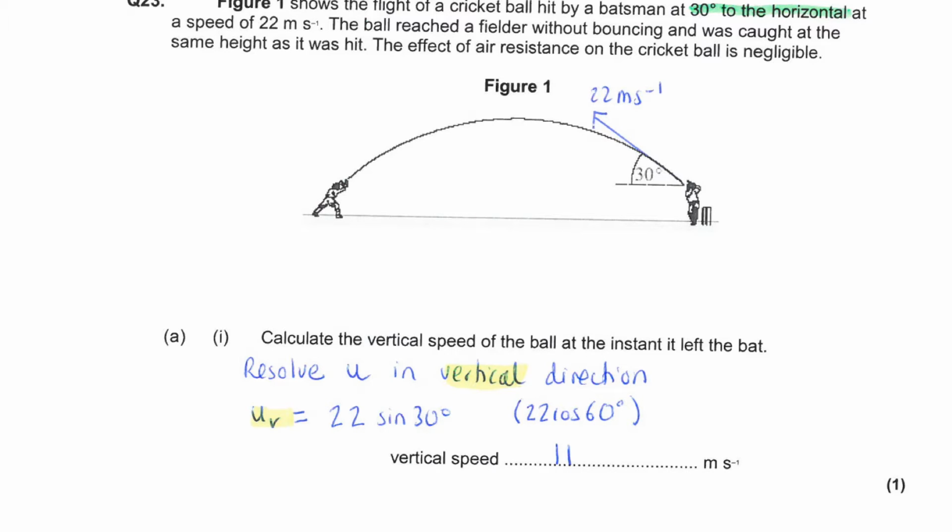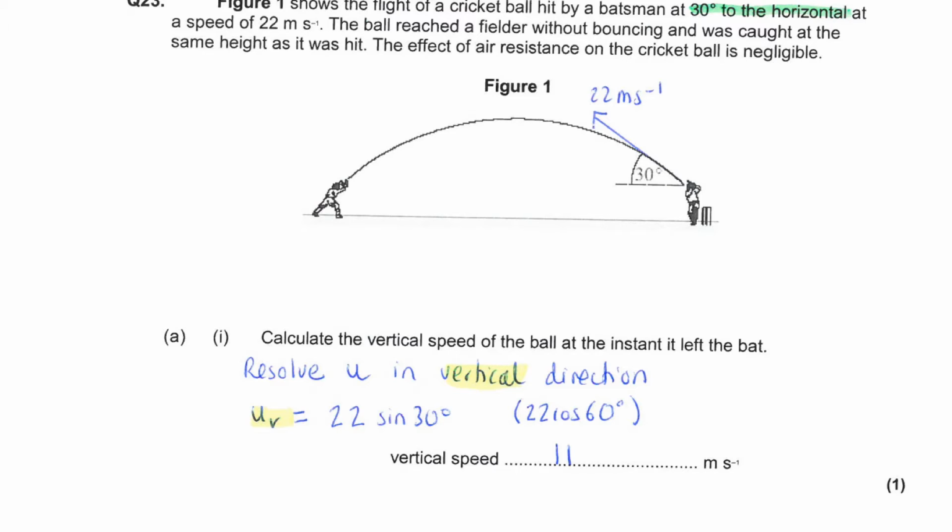This is the Mechanics Homework Booklet, question 23. The diagram shows the flight of a cricket ball when hit by a batsman at 30 degrees to the horizontal at a speed of 22 metres per second. The ball reached a fielder without bouncing and was caught at the same height as it was hit. We're also told that we can ignore any effect of air resistance.